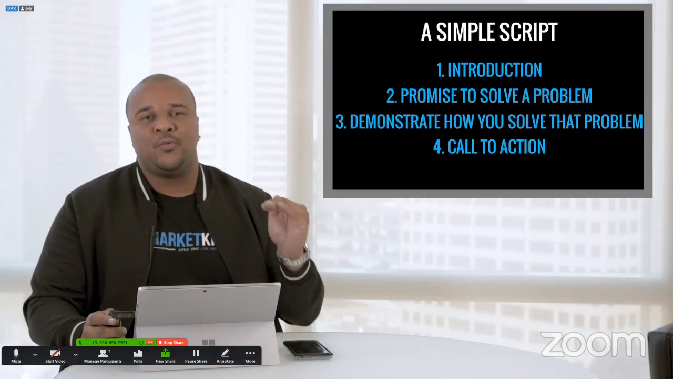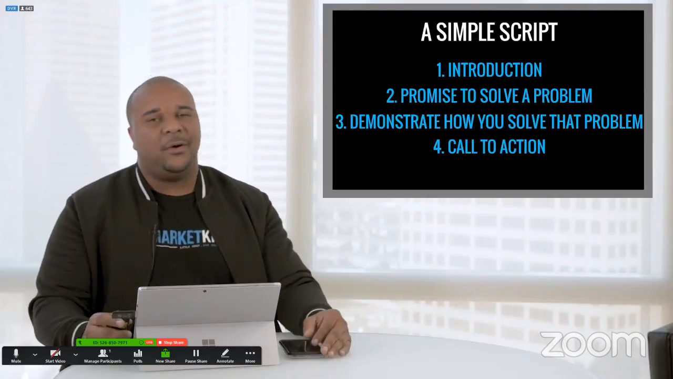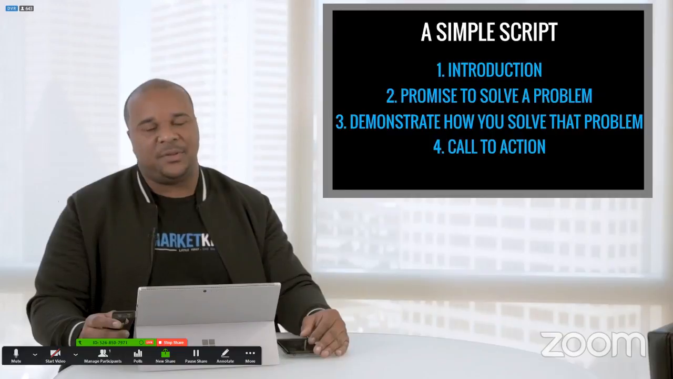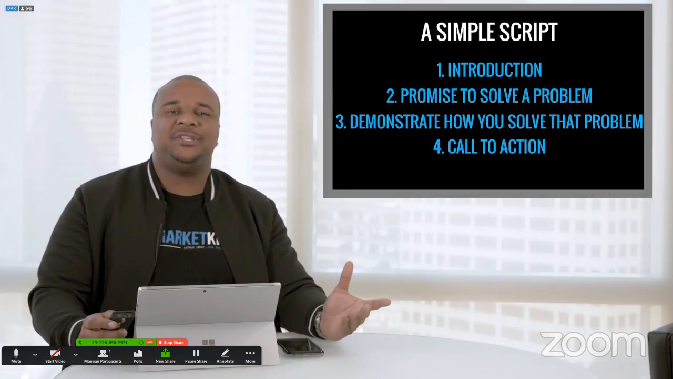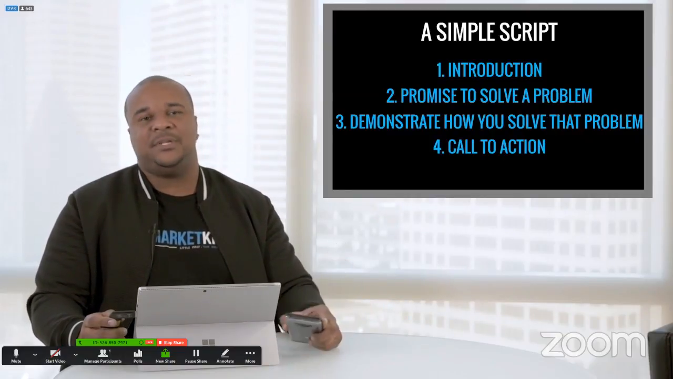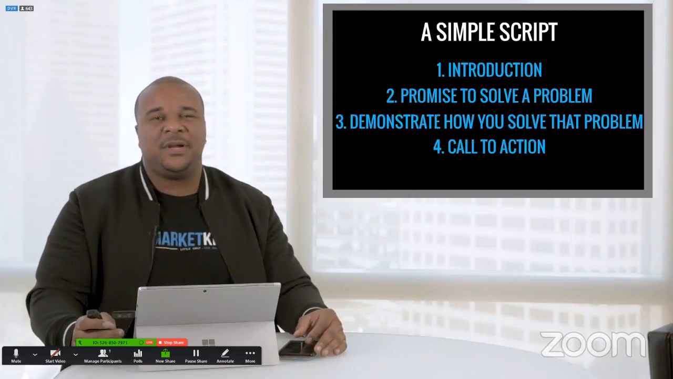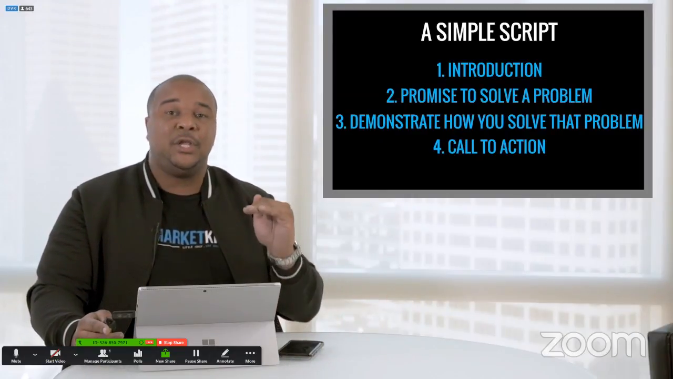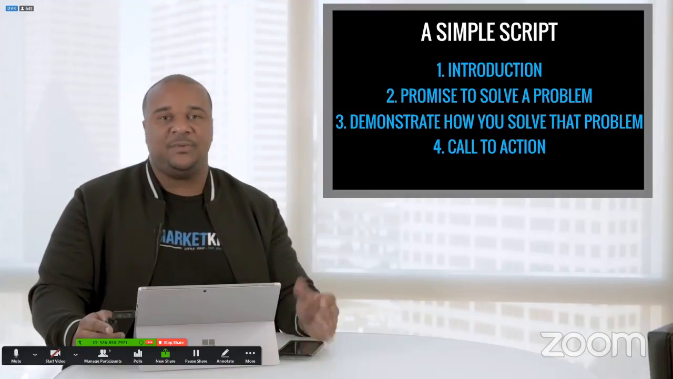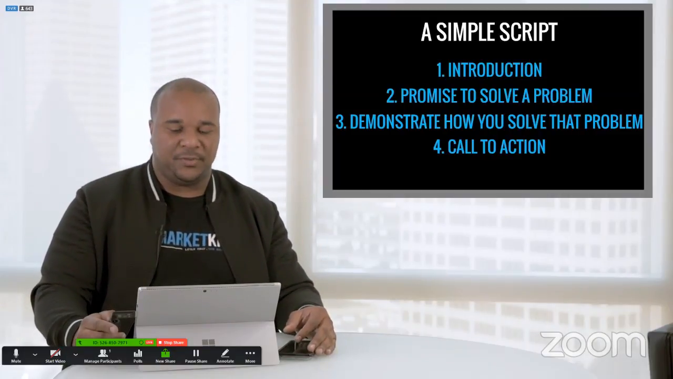And then number 4 here with this simple script is the call to action. Please have a low resistance way for people to get a hold of you, for people to get in contact with you. A call to action can be as simple as, here's my number, send me a text message right now and I'll give you blank. Don't overcomplicate it, okay? An easy, low resistance call to action where they don't have to jump through hoops to actually get a hold of you, okay?